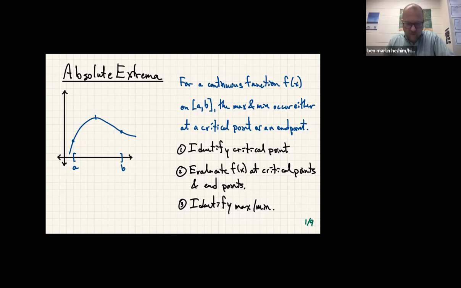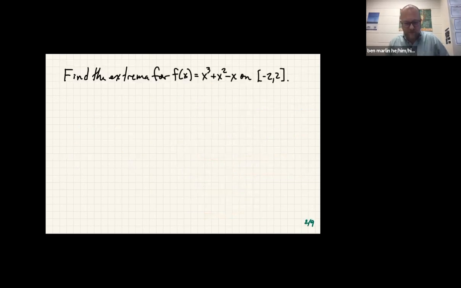So we're looking for these absolute extrema, and we're going to have a continuous function, and the maximum and minimum are either going to happen at a critical point or an endpoint. So our process is to identify critical points. Oh, that was supposed to say points, plural. There might only be one, but there's sometimes more than one. Then we're going to evaluate f of x at the critical points and the endpoints. Find the max, find the min. That's what there is to it.